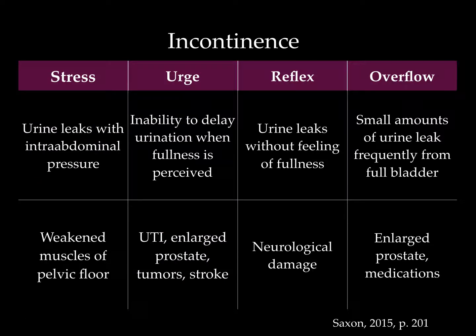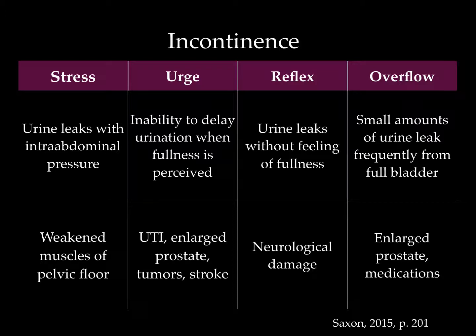I also wanted to talk about incontinence, as that is another prevalent issue with our older patients. There are 4 kinds of incontinence. Stress incontinence is when you're laughing or sneezing and that causes urine to leak out. So anything that increases intra-abdominal pressure is going to cause the urine to leak out. And this is because of the weakened muscle tone that we talked about. These are the muscles of the pelvic floor that just don't have the same tone that they used to, and so the urine will leak out.